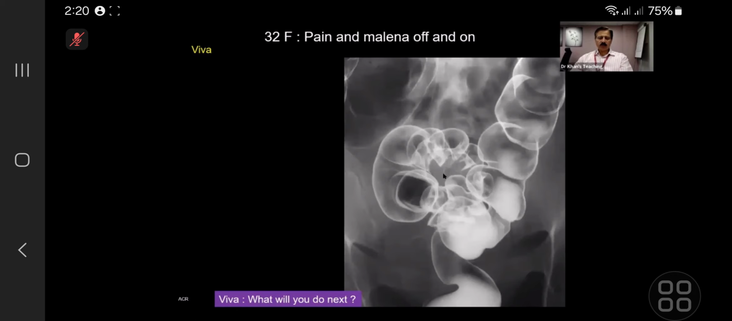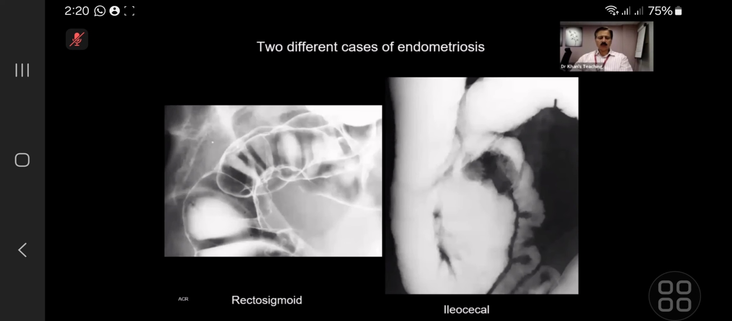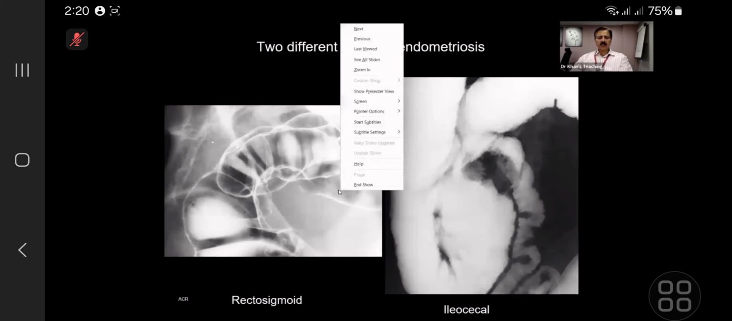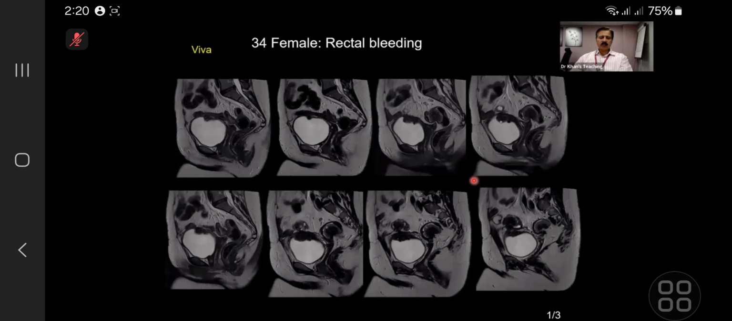Now, endometriosis is an exam case. They can show you endometriosis on a barium study, and there are various sites where it will adhere. Rectosigmoid is one of the classical sites, just like what we have learned previously. On the other hand, it can be ileocecal also. So this is another example.